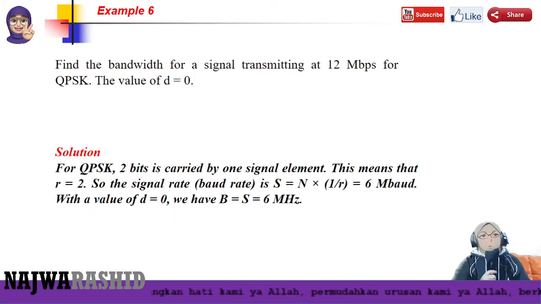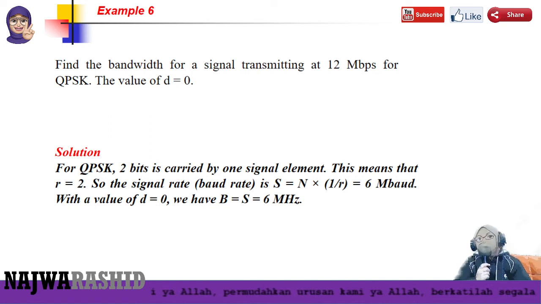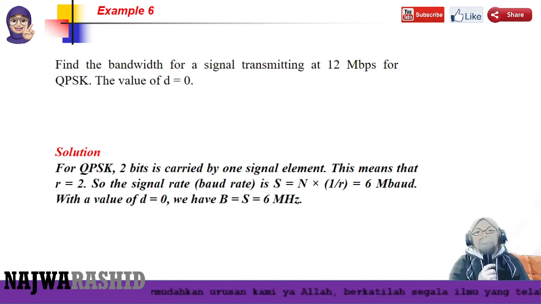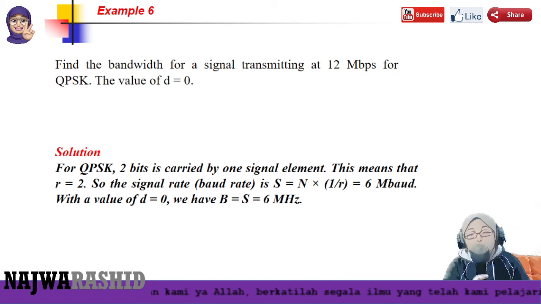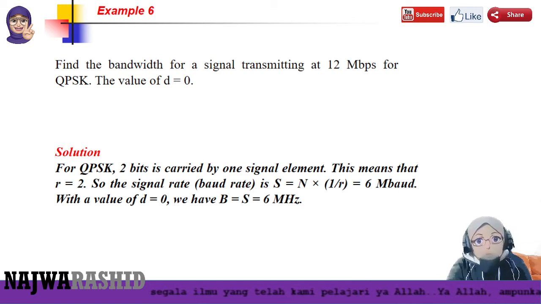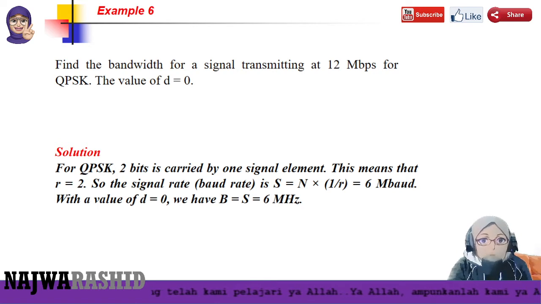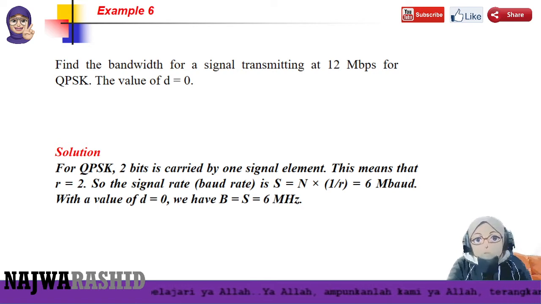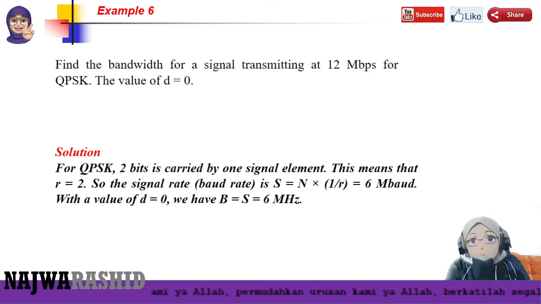Okay, example here. Find the bandwidth for a signal transmitting at 12 megabit per second for QPSK. The value of d is equal to 0. For QPSK, 2 bits are carried by one signal element, so this means that r equals 2. Before this, in binary PSK, we have r equal to 1. In quadrature phase shift keying, we have r equal to 2.